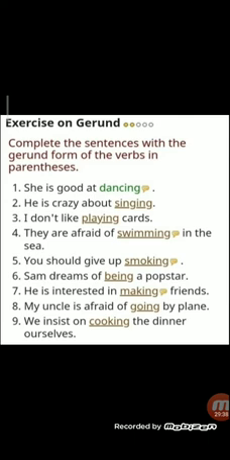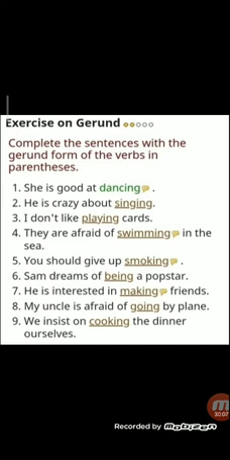They are afraid of swimming in the sea. Swimming. You should give up smoking. You should give up what? Smoking. She dreams of being a pop star. She dreams of what? Being a pop star. Being, ing में आपको आंसर मिल रहा है. Are you seeing it? He is interested in what? Making friends. My uncle is afraid of what? Going to the plane by plane. See, you're getting all ing. So एक trick बता दिया ना मैंने आपको. I've made it very easy for you.